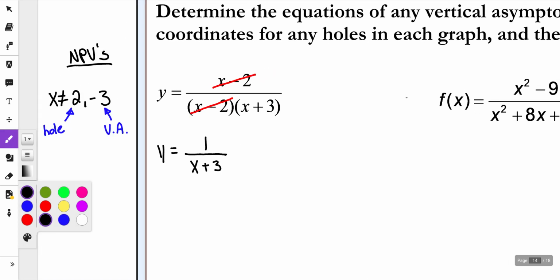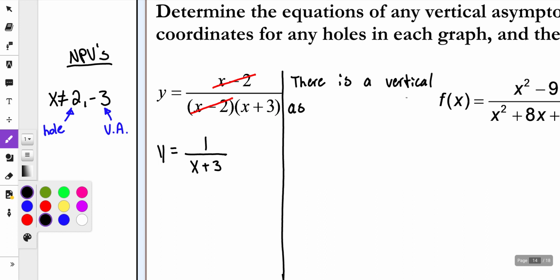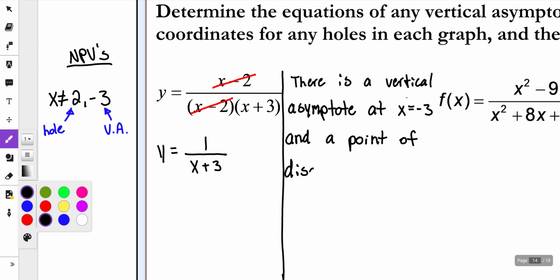I'm going to write it on the side here a little bit nicer. There is a vertical asymptote at x equals negative 3 and a point of discontinuity at x equals 2.